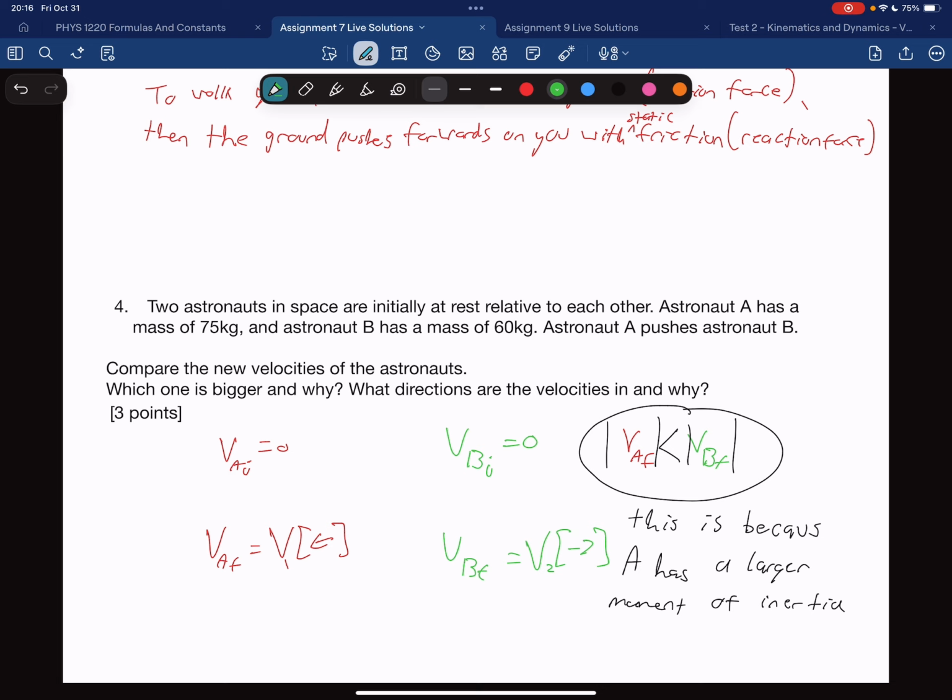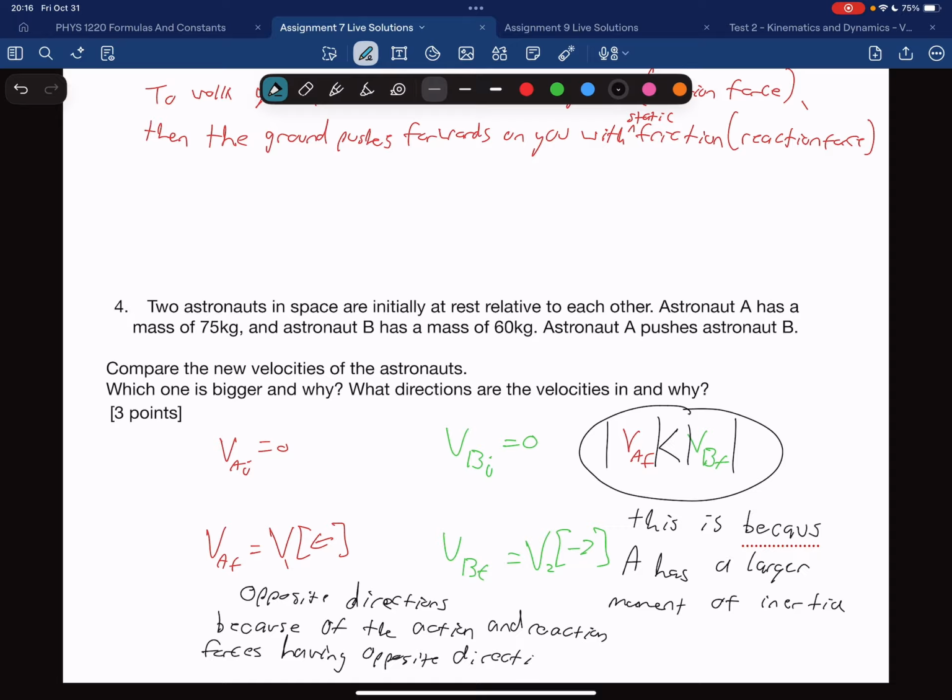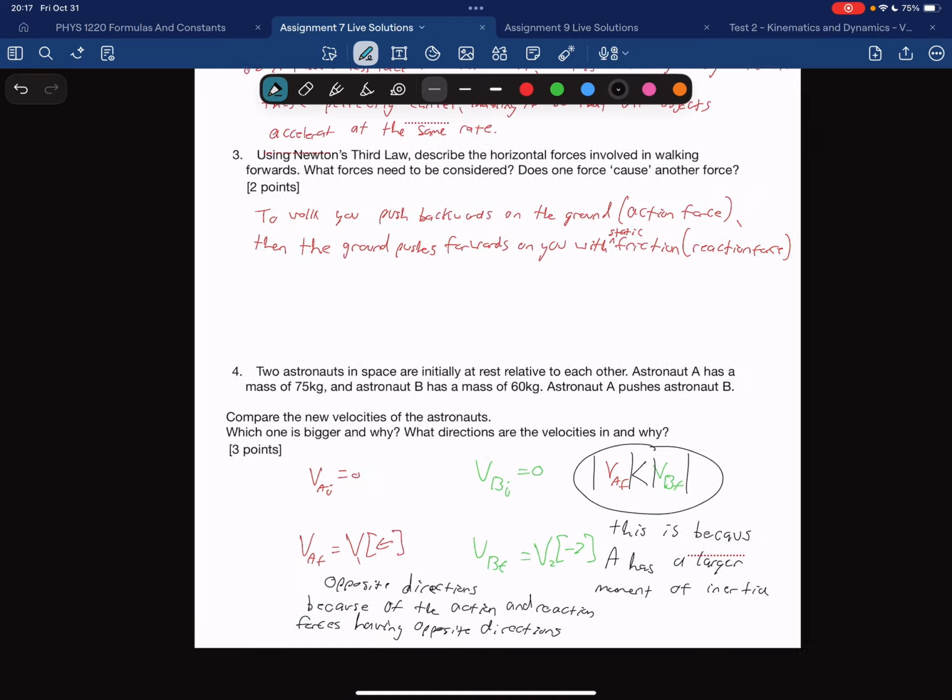And the directions have to be opposite, because of the action and reaction forces having opposite directions. So this question was a combination of Newton's first and third laws.